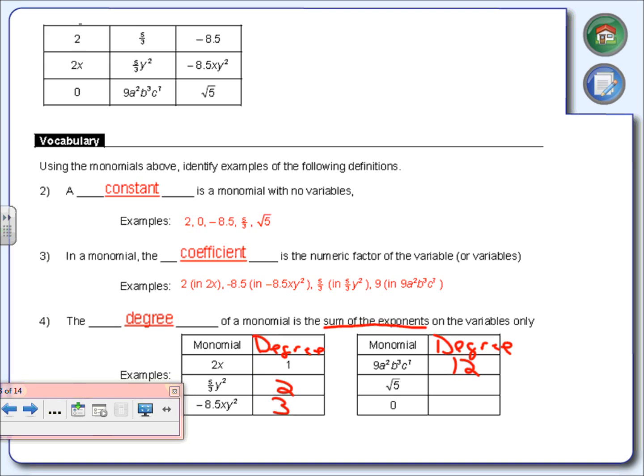How about the square root of 5? What's the degree of the square root of 5? 0. There is no exponents. Matter of fact, it's going to be the same thing for the last one. 0. The degree of that would be 0. There are no exponents and no variables. Okay, so that takes care of our vocabulary. Constants, coefficients, and degree.